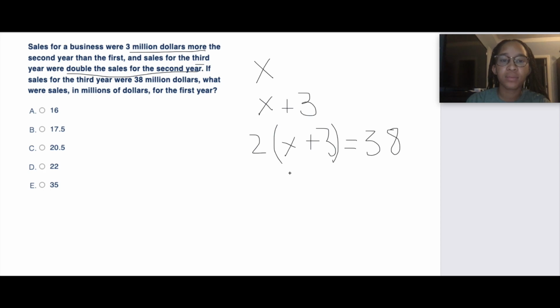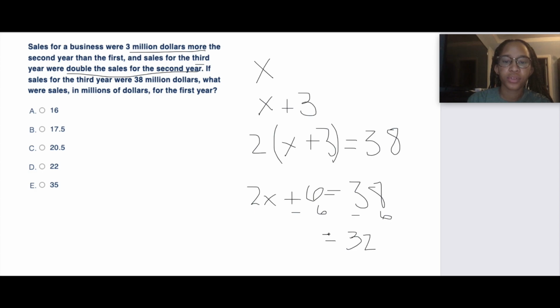And now we can solve this equation. The first thing I would do is distribute. So 2 times x gives us 2x, and then 2 times 3 gives us 6, still set equal to 38. So I would subtract 6 from both sides, and then get 32 equals 2x.